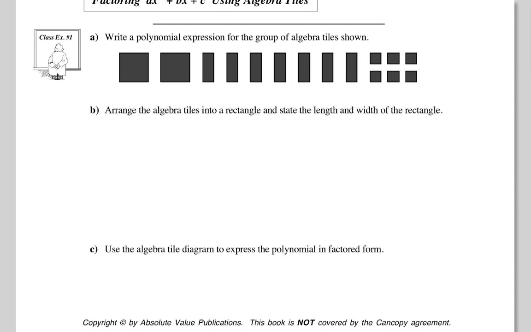So the algebra tiles here are represented by the expression 2x squared plus 7x plus 6. And the whole point of the algebra tiles is to arrange them into a rectangle, because a rectangle can be expressed as a length multiplied by a width, which we understand to be the area of a rectangle. Now how are we going to arrange these shapes into a rectangle?